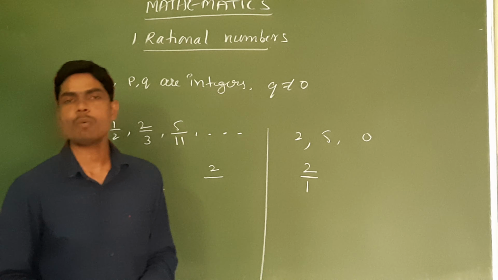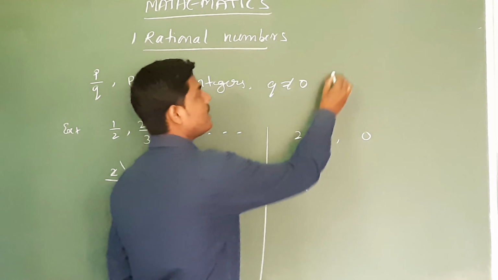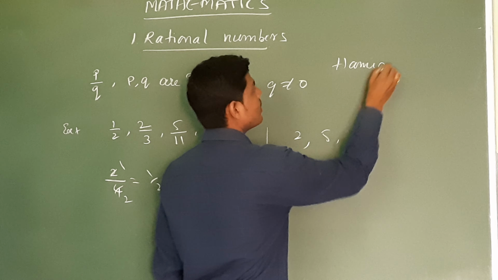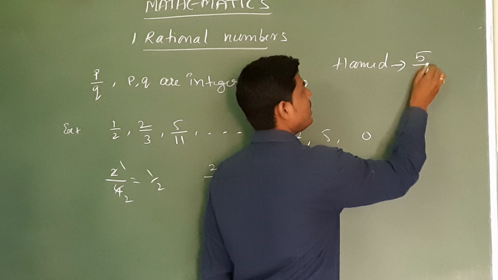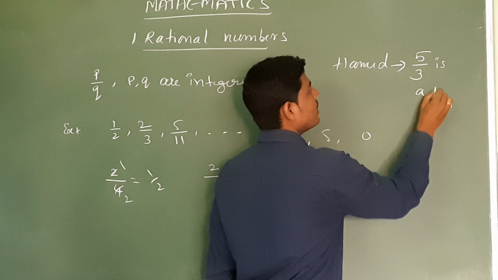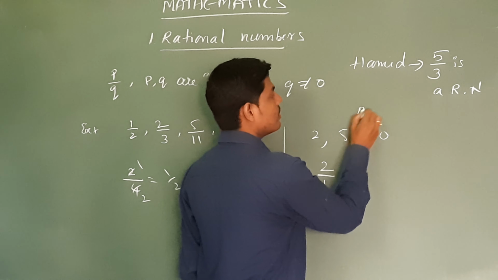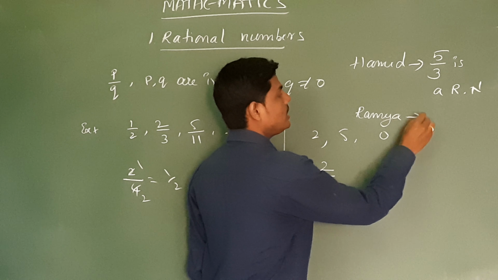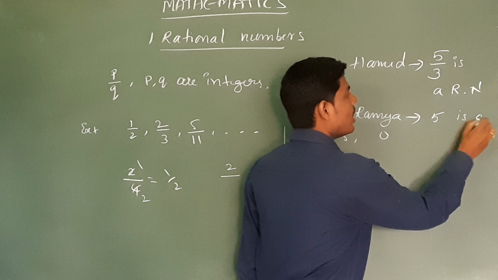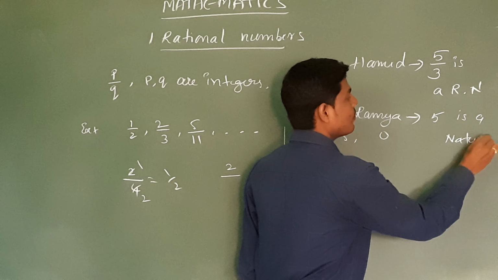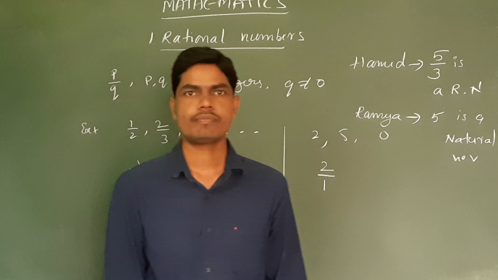If you observe the textbook page number 3, do this. First problem. A person, Hamid, is saying 5 by 3 is a rational number. Another person, Ramya, is saying 5 is a natural number. Who is correct? Who is wrong?